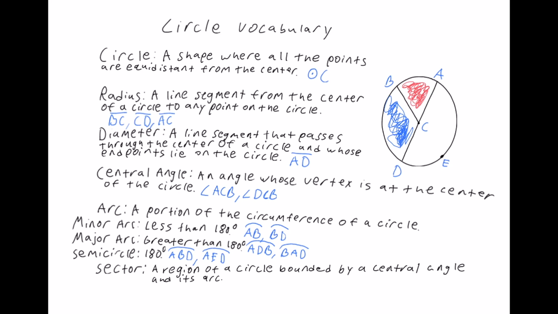So it's the area bounded by it, the area that the angle and the arc create. And you name those just by saying sector and then the 3 letters that make the angle, in the same order that you name the angle. So with the vertex, the center, in the middle.